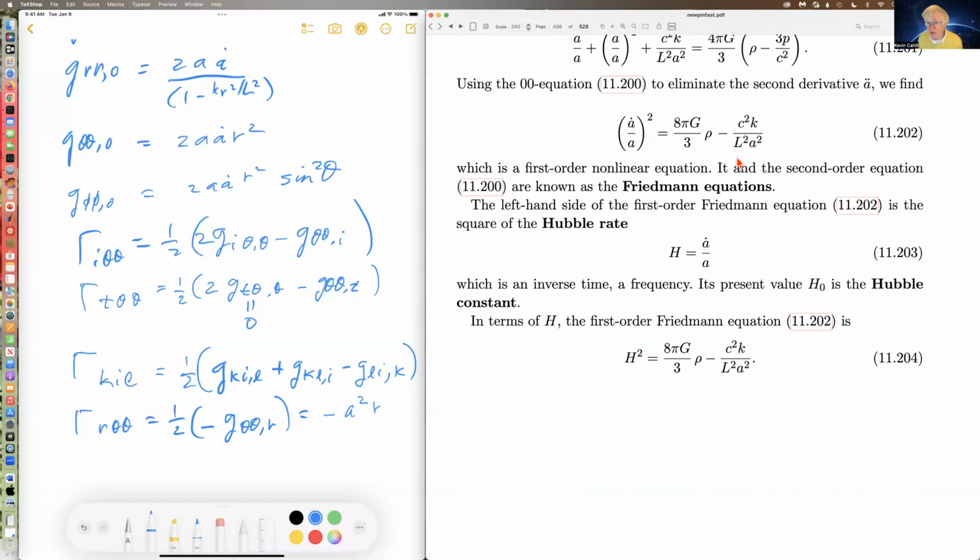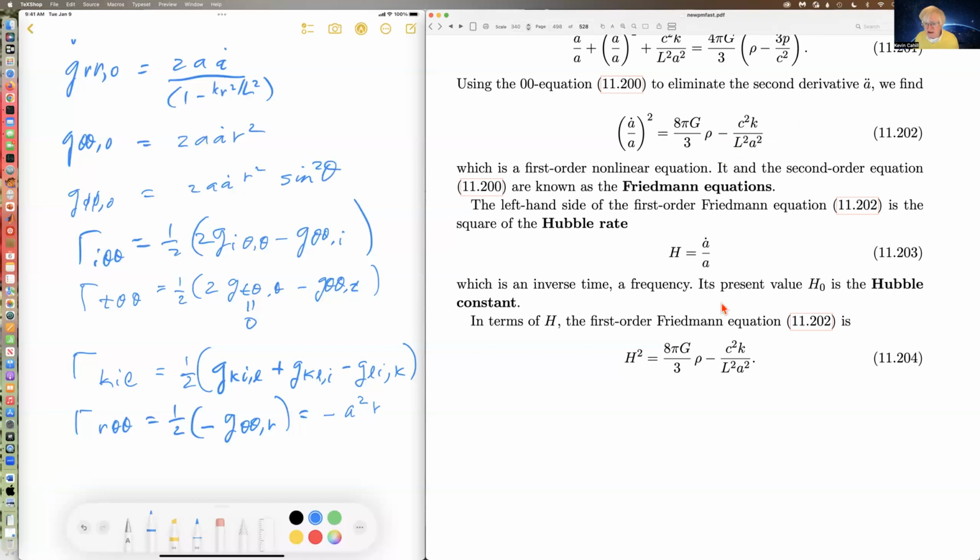And in reality, at least last time I looked, which was, I guess, a few months ago, it was impossible to see any sign of this term because L squared is so big.